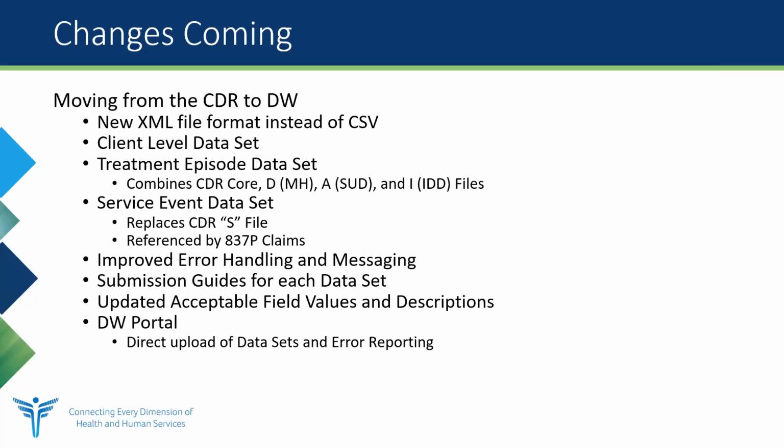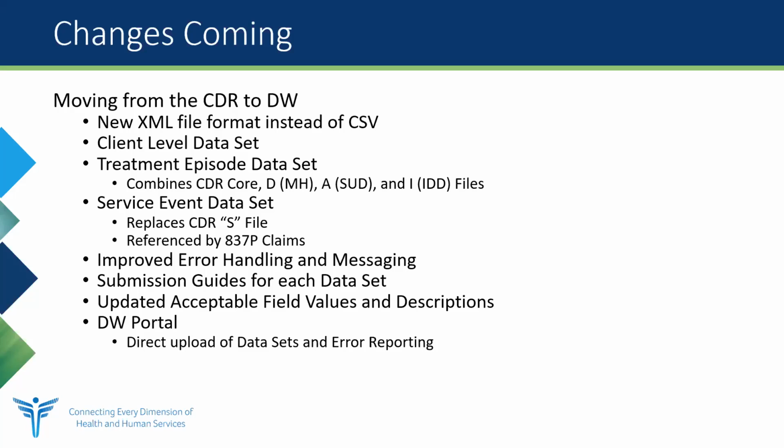One will be a client level data set, one will be a treatment episode data set, and that's combining the DDR4, the D, A, and I files. And lastly, there will be the service event data set, and that is replacing the CDRS file. You may be working on the 837P claims as well, getting your systems ready to generate that file. And so the service event will be part of that 837 as well.